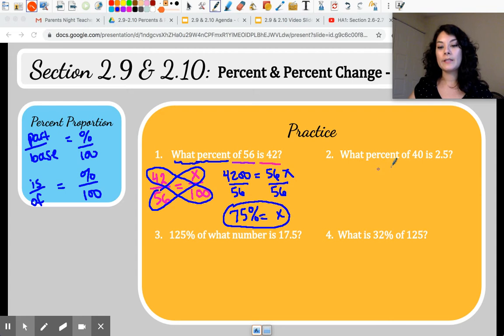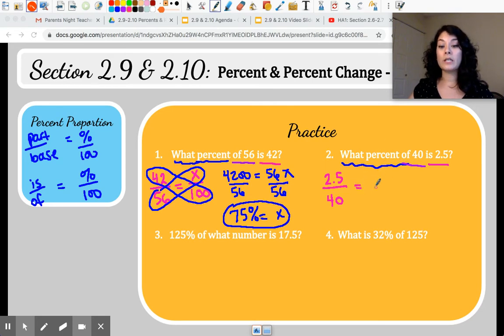Okay, let's take a look at the next one. What percent of 40 is 2.5? So of 40, again, that's my of value, is 2.5, that's my is value. So my proportion is going to look something like this. 2.5 is my is, or my part. 40 is my of, or my base.